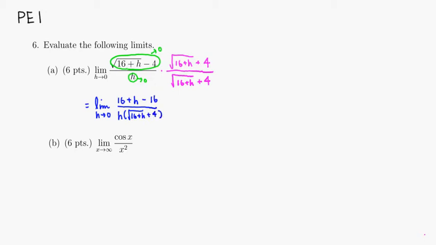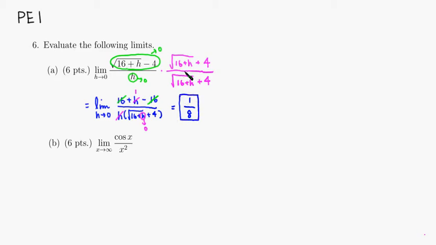Then we can cancel 16, and there's a negative 16 there. And also, you have h on top, so h divided by h, that's going to give you 1. And as h approaches 0, this term basically disappears. So square root of 16, which is 4, plus 4 on the bottom. So what you get is 1 on top, and 4 plus 4 is 8 on the bottom. So this is the limit for part A.